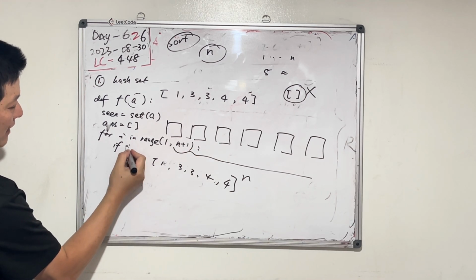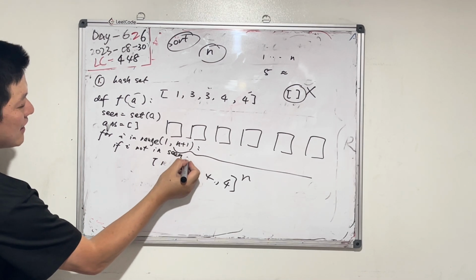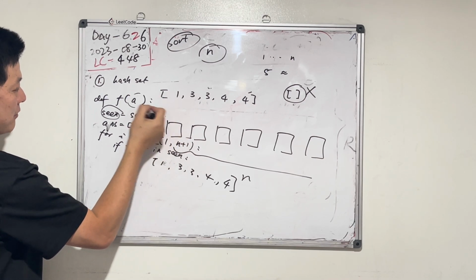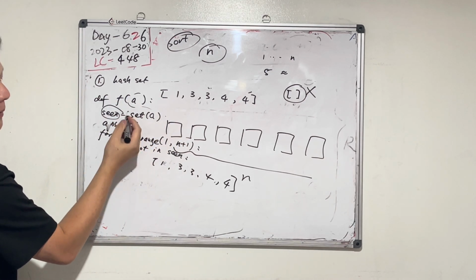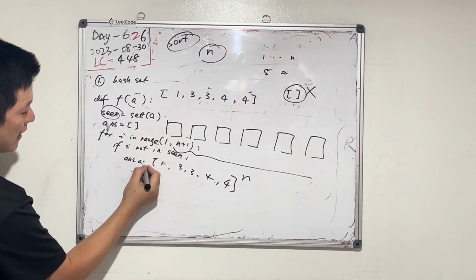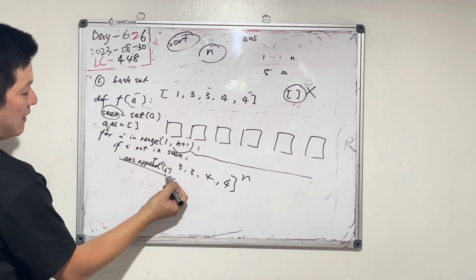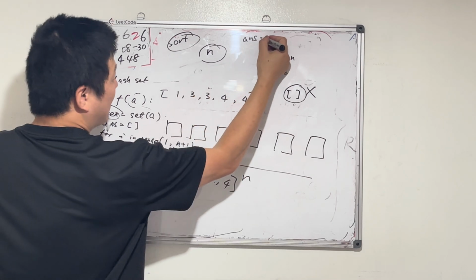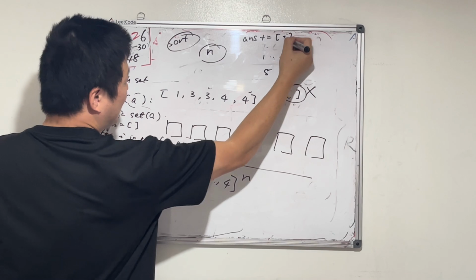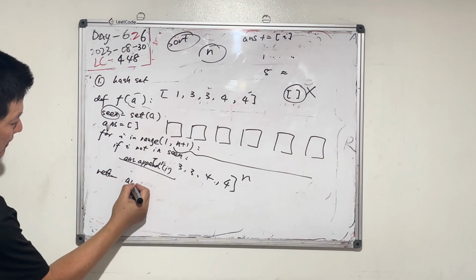Then if this number is not in seen, if we haven't seen this before, because seen is converting this array to a hash set, it only remembers the unique elements. If we haven't seen it before, then we append i to answer, which is the list. We can also use this syntax, plus equals square bracket i, which is the same. Then return answer.